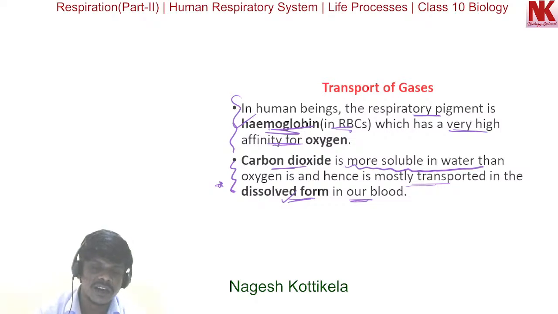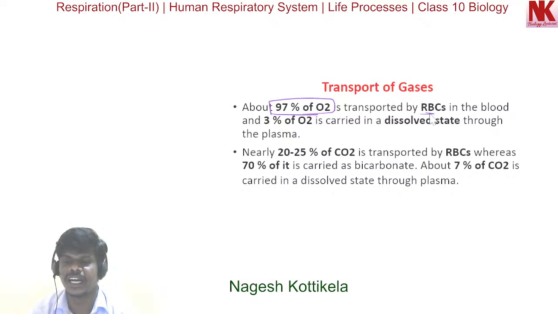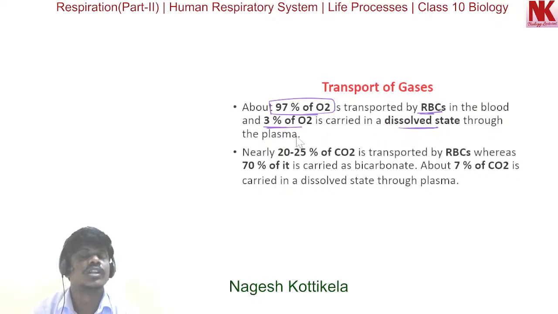If we look here, you can see the exact percentage of transportation. About 97% of oxygen is transported by RBCs in the blood, and only 3% of oxygen is carried in dissolved state through the plasma.